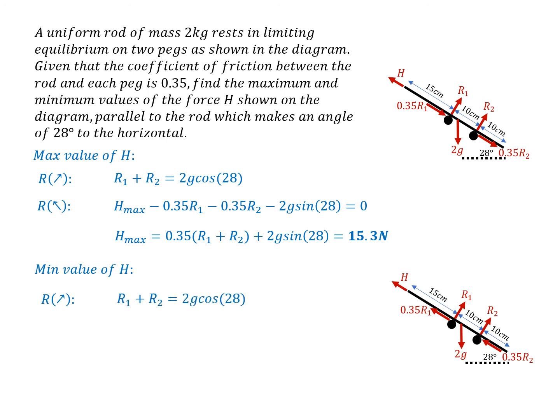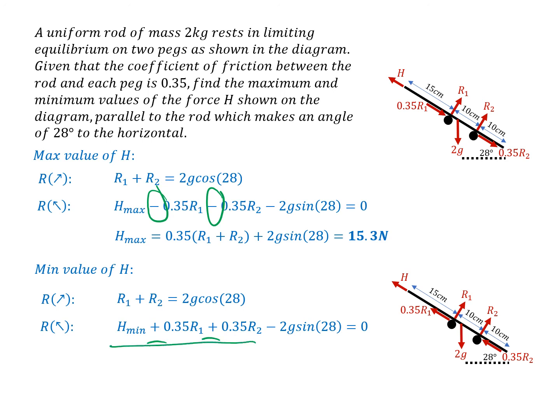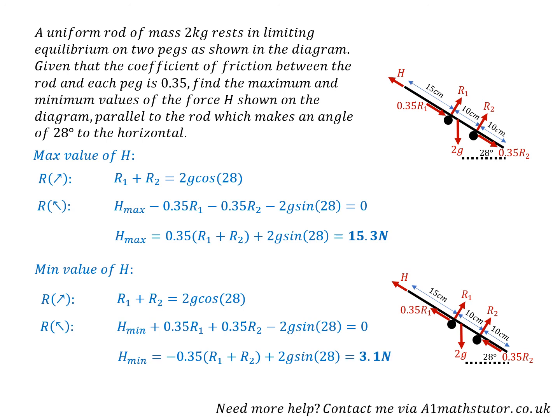And then resolving parallel to the rod, I get that. So the signs of the two frictional components that we had, which were negative in the previous equation, have now turned to pluses. They're both in the same direction as the minimum value of H now. So rearranging, I get a very similar equation to the previous one, and a much smaller value of force required to maintain that limiting equilibrium. So there we are.